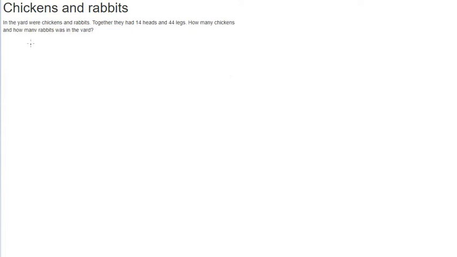Here's the question. In the yard were chickens and rabbits. Together they had 14 heads and 44 legs. How many chickens and how many rabbits was in the yard?